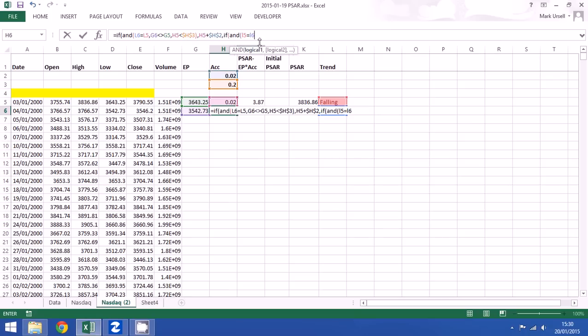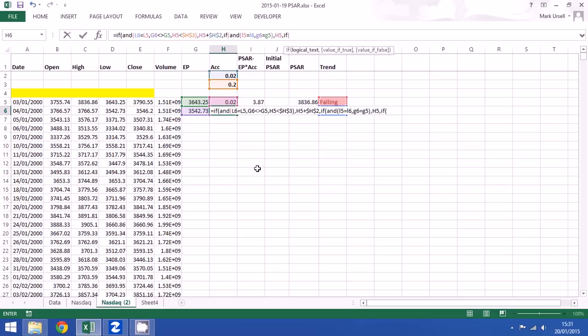Okay, so the next one we need to look at is if we have a trend. So we're saying the trend is still the same, however our extreme point has not changed. In this scenario, what do we do? Well, we keep the acceleration factor the same. Okay, so what is the other option that could happen?